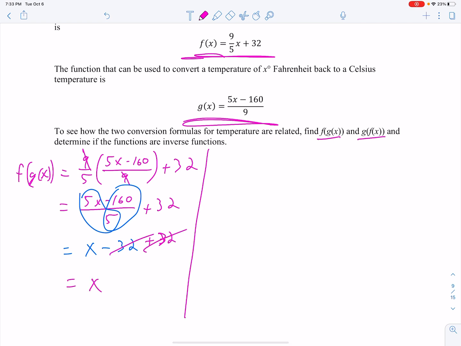That's good news, right? That's half of what we need to find. When this equals x and this equals x, then we know we have inverse functions. So we have to test it in the opposite direction. We now have to find g of f of x. So the same thing, we're going to take the f function and plug it into the g function wherever we see an x. So it works out this way.